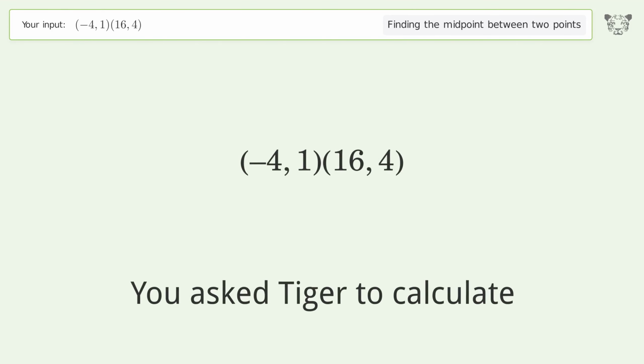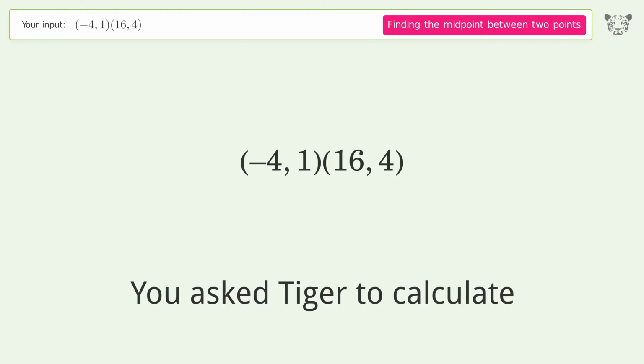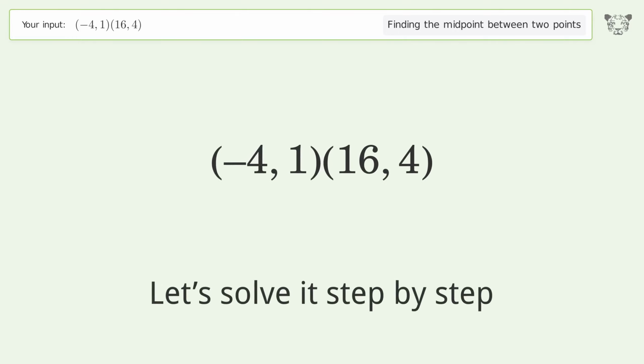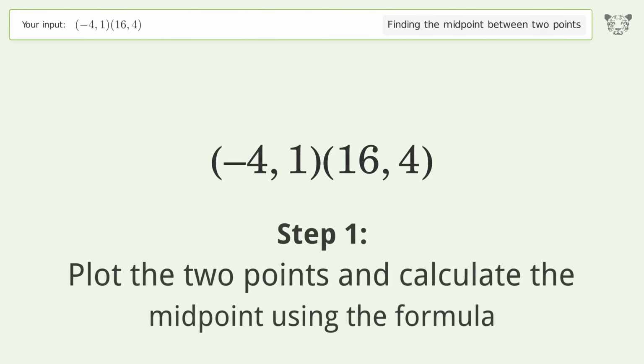You ask Tiger to calculate. This deals with finding the midpoint between 2 points. The midpoint between the 2 points is 6, 2.5. Let's solve it step by step. Plot the 2 points and calculate the midpoint using the formula.